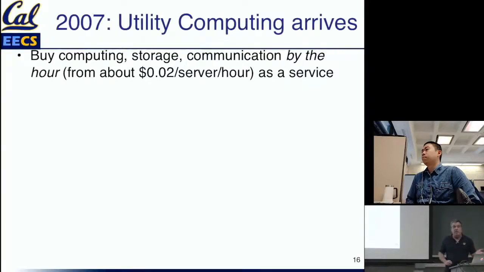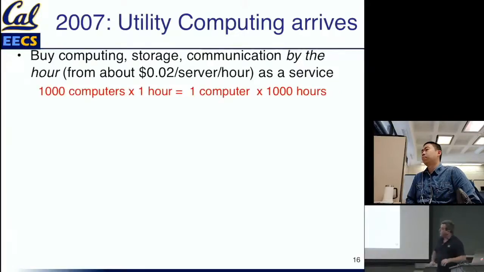And the idea was very appealing. You could buy server capacity by the hour. They started out at about 10 cents an hour. Now you can get it for 2 cents an hour. They even have a free tier where you can get it for 0 cents an hour. But the really, really cool thing that no one had ever done before was this, that you could rent 1,000 computers for an hour, or you could rent a single one for 1,000 hours, and it was the same amount of money.